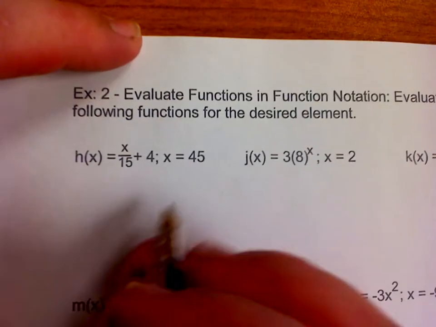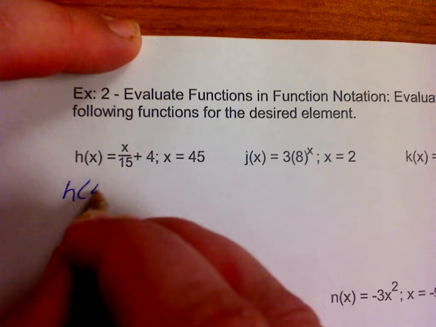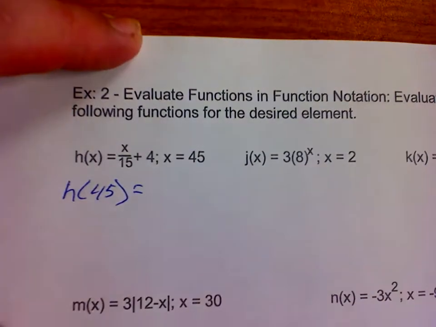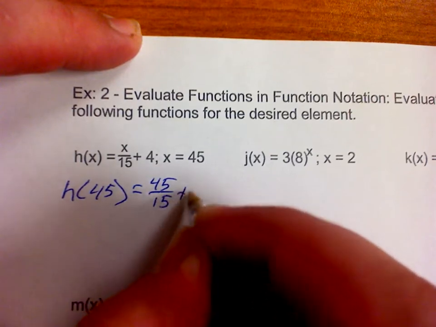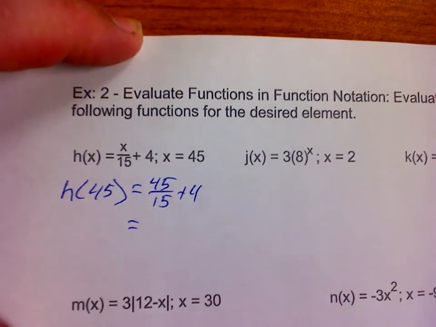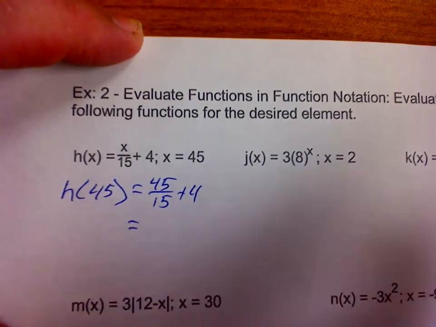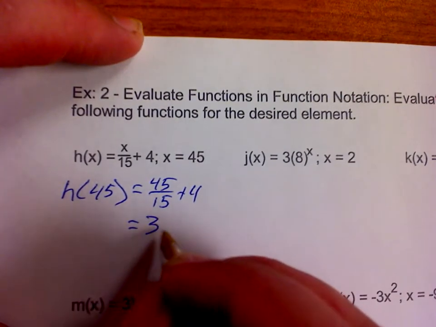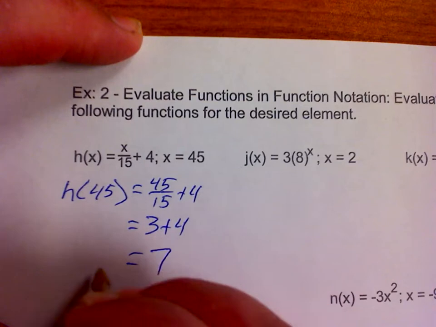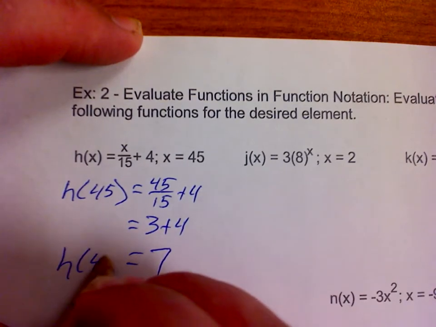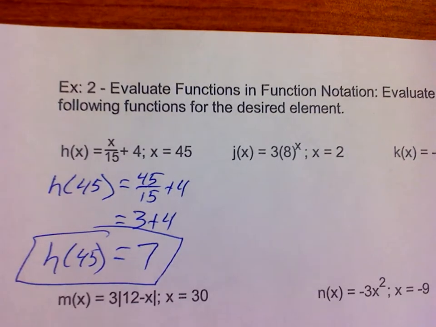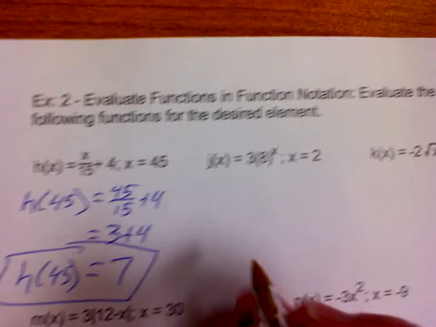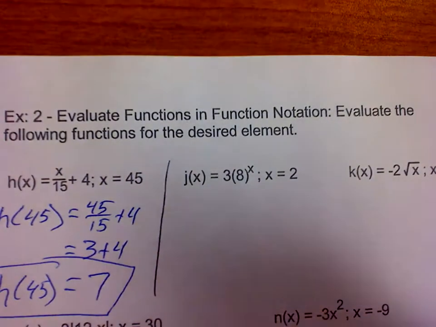Now the process is still the same in all of these, so once again we're going to have h of 45, plugging in everywhere we see an x. So we end up with 45 over 15 plus 4. Then from there, we do 45 divided by 15. We'll simplify that to give us a 3 plus 4. And then we're going to end up with 7 for our h of 45 there. Very similar to, once again, the last one. Obviously, we just have a fraction here. It's a little bit different with that. Move on to the next one here.